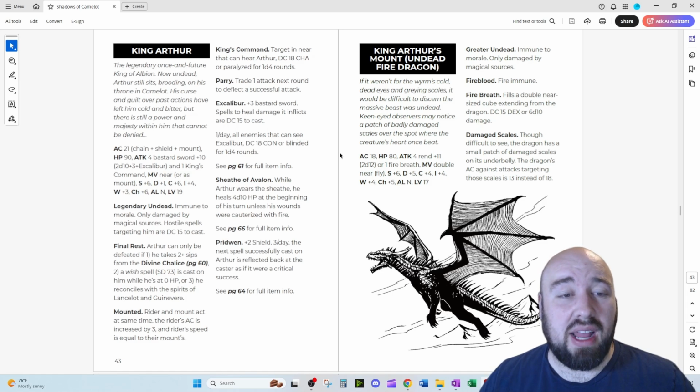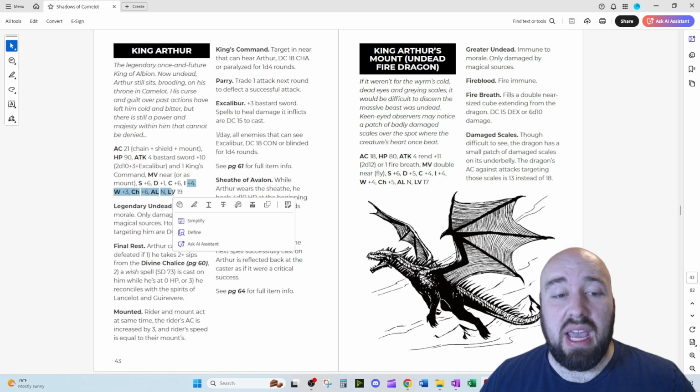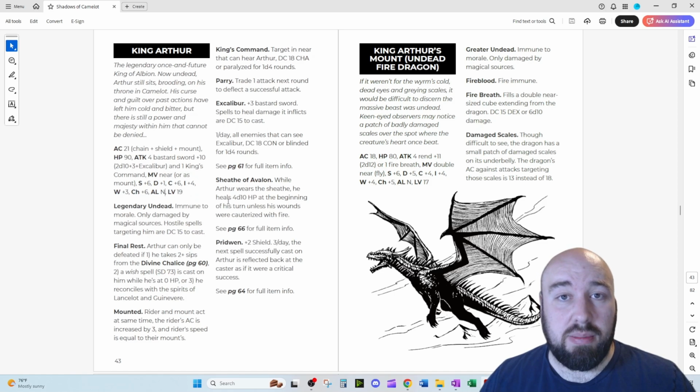But regardless, we've got a full set of rules here for King Arthur, and he is very much meant to be a very dangerous opponent. And in addition to all of the magical items that you might expect him to have from the legend, he also has a very large surprise up his sleeve, and that is that he actually rides on an undead version of the Dragon of Albion.